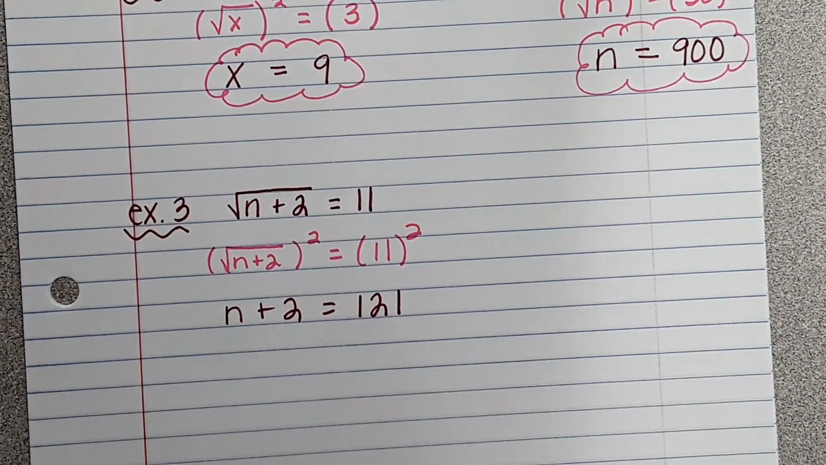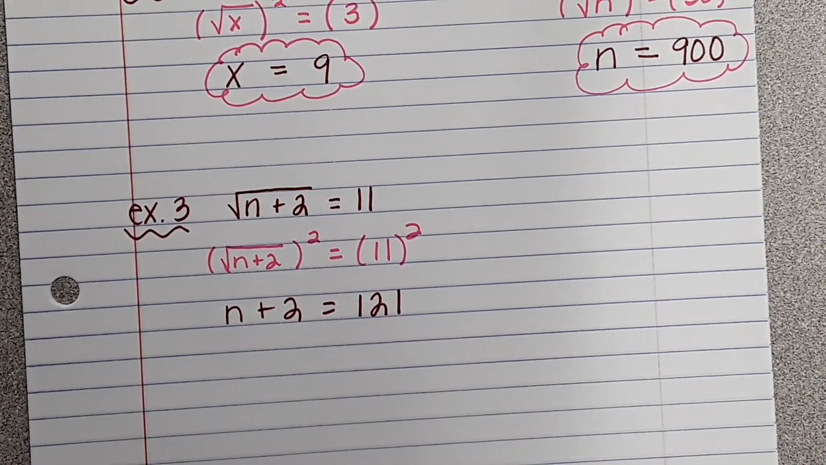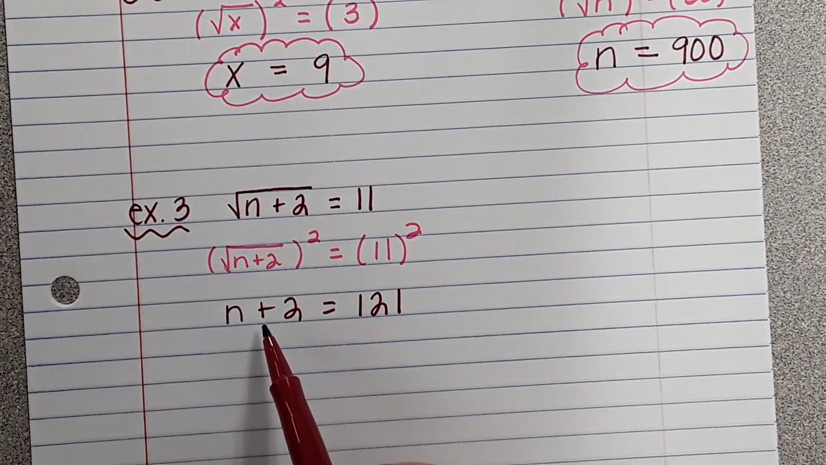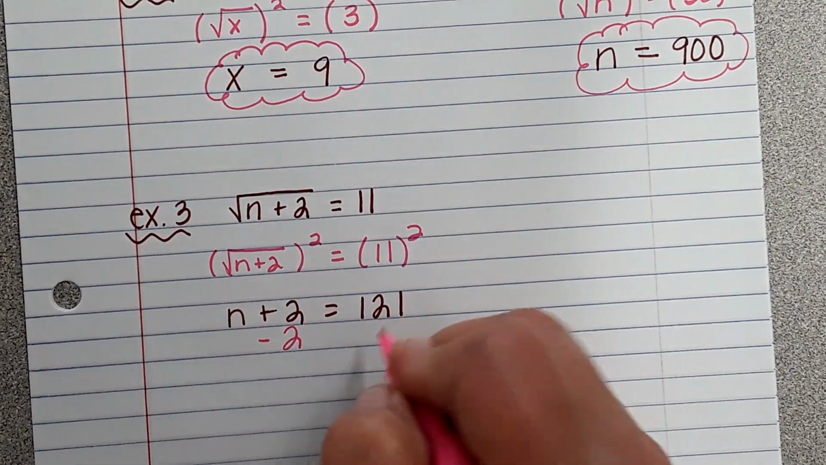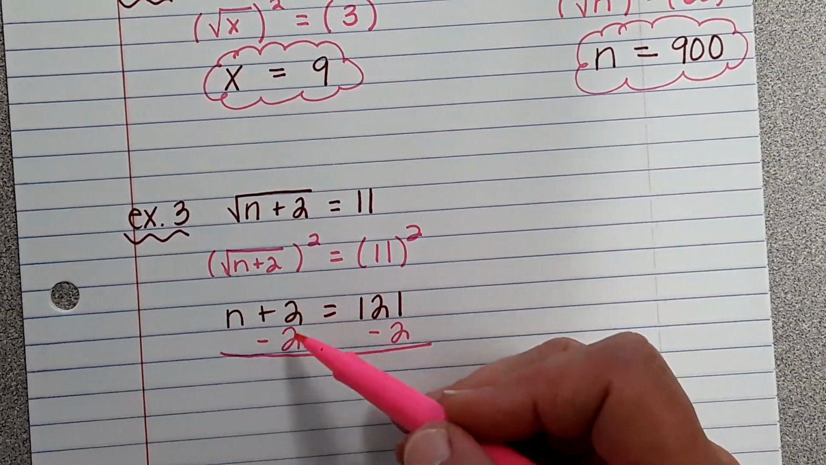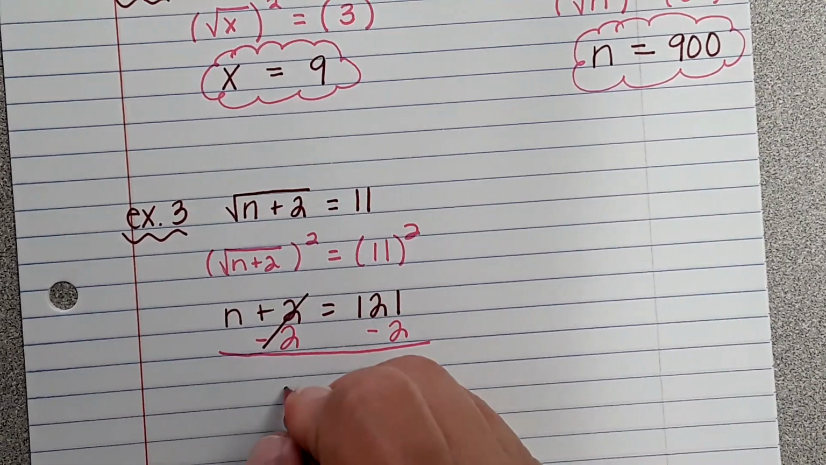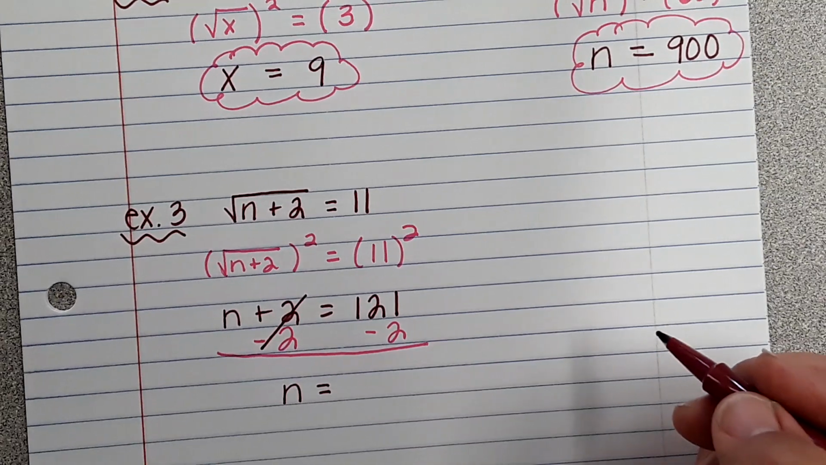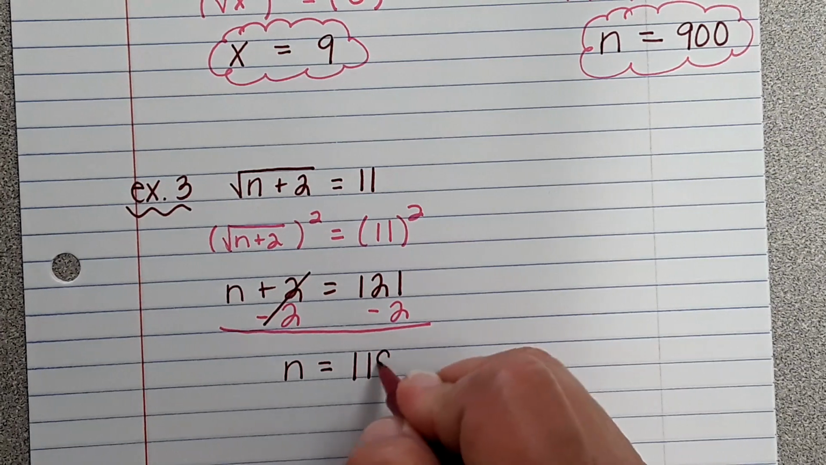And now, do you think we're done? We have to get the n by itself, right? We have to solve for n. So how would I solve for n? I'm adding already, so what's the inverse of adding? Yep, so we're going to subtract the 2 from both sides. I was adding 2, so the inverse of adding 2 would be subtracting 2. These 2 cancel out, and I'm left with n equals, what is 121 minus 2? 119. And that's our answer.